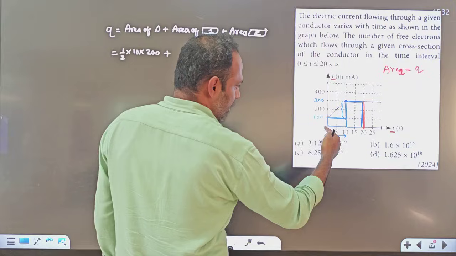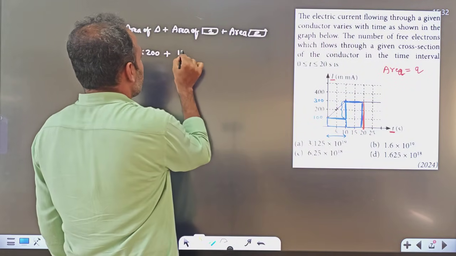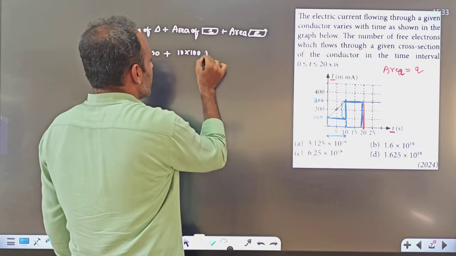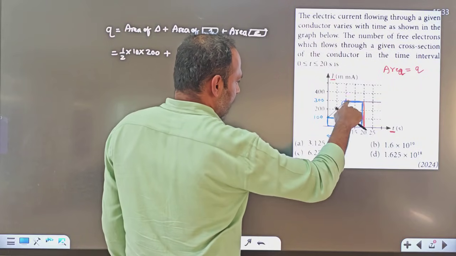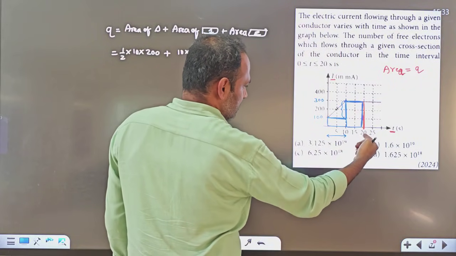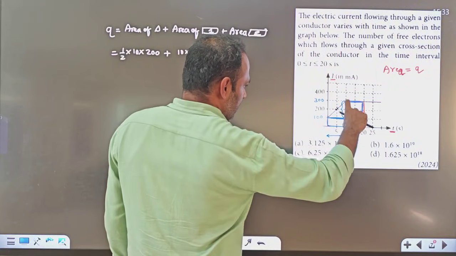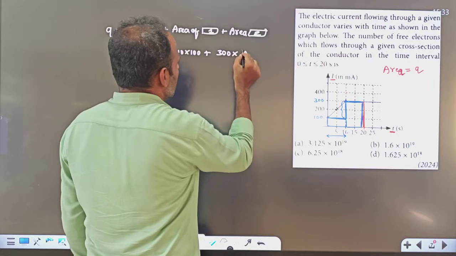Take this rectangle. 10 into 100. This is 100, this is 10. So this will be 10 into 100, length into breadth. Plus area of rectangle number 2. Take this rectangle. Its height is 300 and this is 10, 20 minus 10 will be 10. So it is 300 into 10.